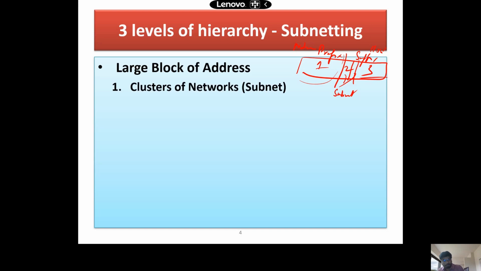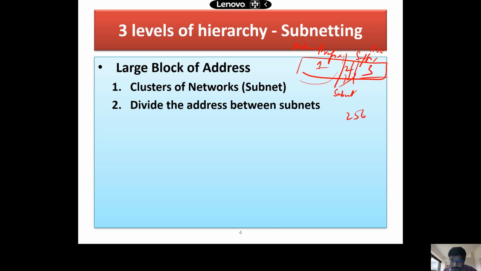So a large block of addresses is there, right? And you wanted to split it up into smaller subnets, so you have to divide this address space between the subnets. You got 256 addresses. You want to now split up into say 4 blocks. Each block is 64 addresses. I have a Chennai office, I have a Delhi office, I have a Bangalore office, and I have a Kolkata office.